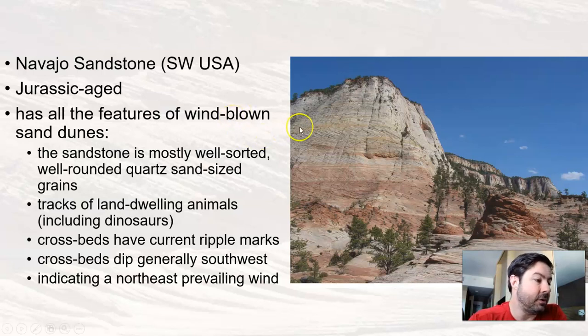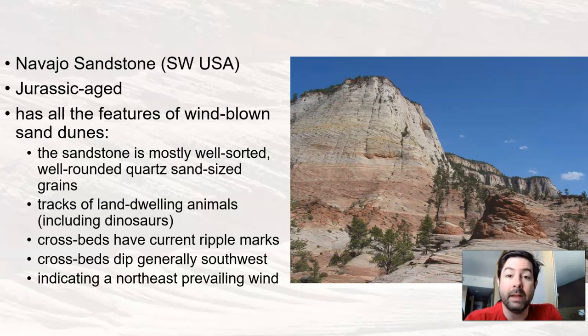So it has features of wind-blown sand dunes. That's the cross-bedding. It has indications of wind-blown sand dunes. If we were able to look at the sandstone more closely, maybe under a microscope or a magnifying glass, the sandstone is well sorted, so it's made up of about the same size material. Well-rounded quartz, so the quartz grains really got blown and battered around.